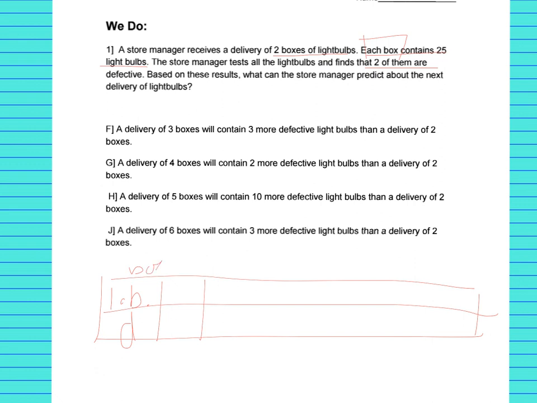So they get an order of 2 boxes, but it says each one has 25, so that means 25 is going to go here. If I have 2 boxes and there's 25 in each, I'm going to have 50 total, which means this is a single box.